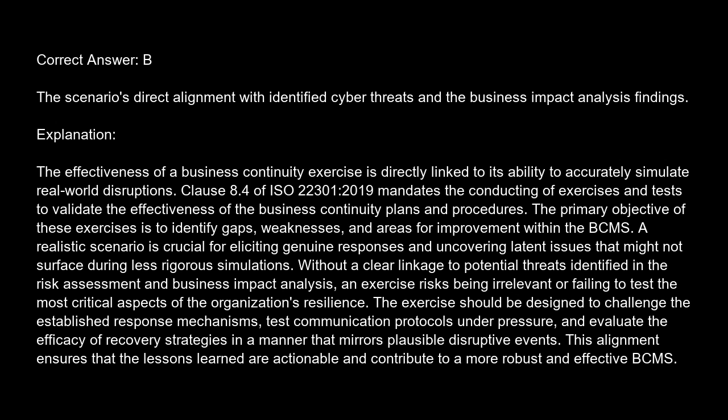This alignment ensures that the lessons learned are actionable and contribute to a more robust and effective BCMS.